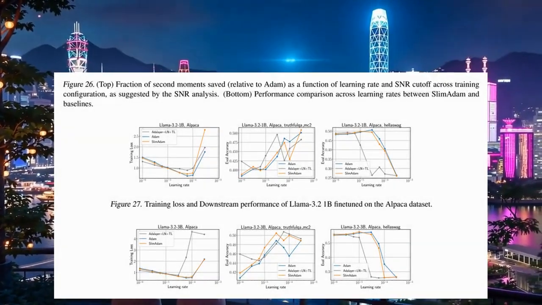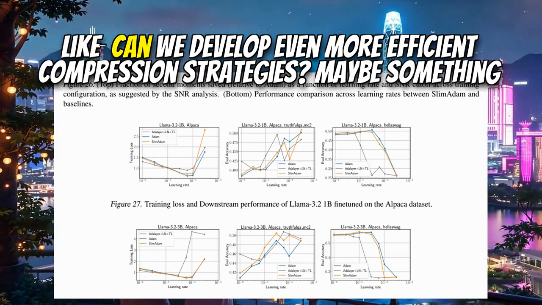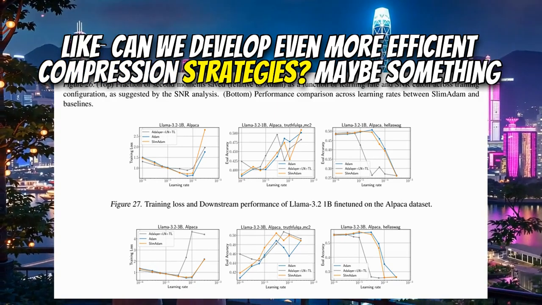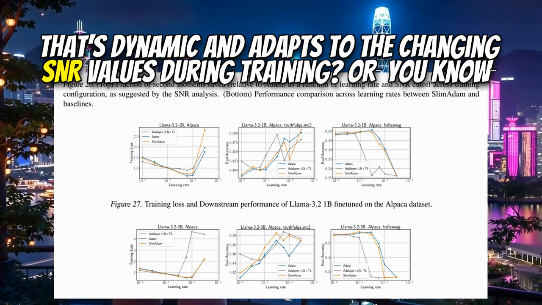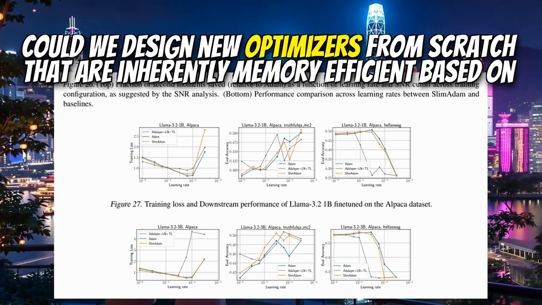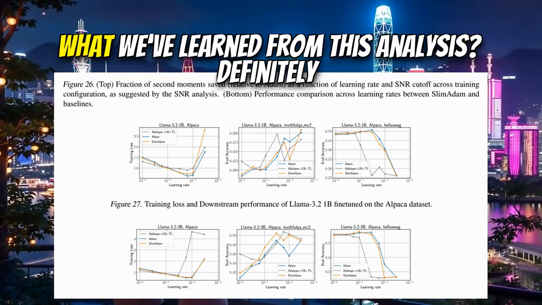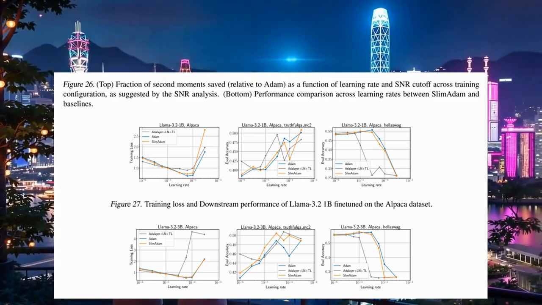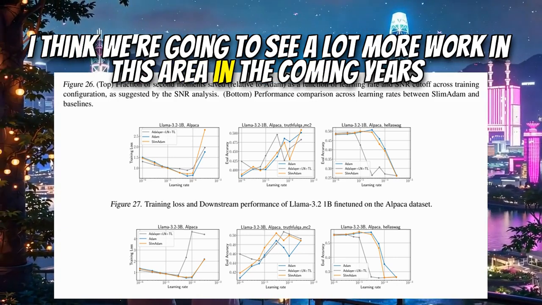Yeah, great question. And that leads to all sorts of other exciting research directions, like could we develop even more efficient compression strategies, maybe something that's dynamic and adapts to the changing SNR values during training? Or could we design new optimizers from scratch that are inherently memory efficient based on what we've learned from this analysis? Definitely. This is just the beginning. I think we're going to see a lot more work in this area in the coming years.